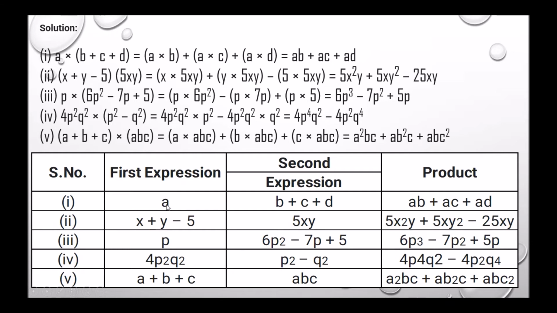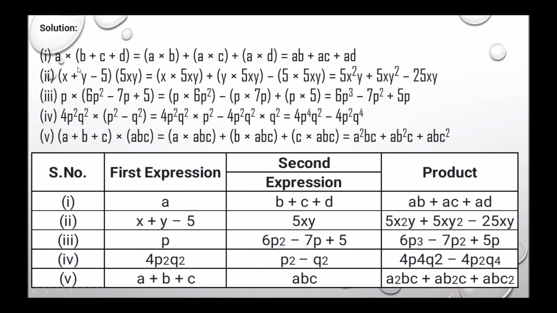So first expression is a, into b plus c plus d. So we will multiply a with b, then with c and then with d. So that is a into b plus a into c plus a into d. So we will get ab plus ac plus ad.